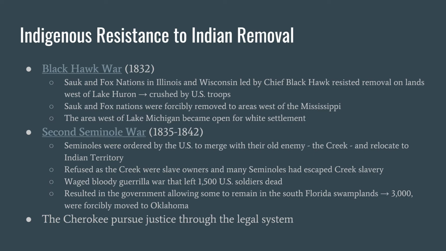We see the Second Seminole War. The Seminoles are probably the group that was able to resist the most successfully. Seminoles were ordered by the U.S. to merge with their traditional enemy, the Creek, and relocate to Indian Territory. The Seminole and the Creek had long-standing conflict with each other. Many Seminoles had escaped Creek slavery, so asking these two groups to basically move in together in Indian Territory was cause for alarm.